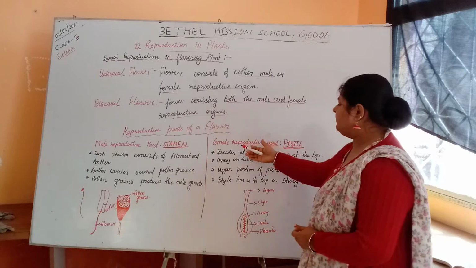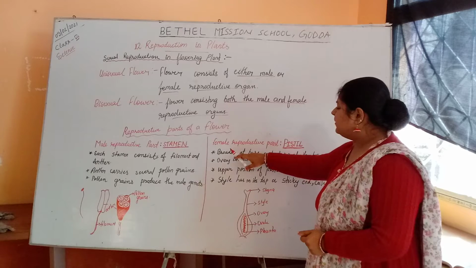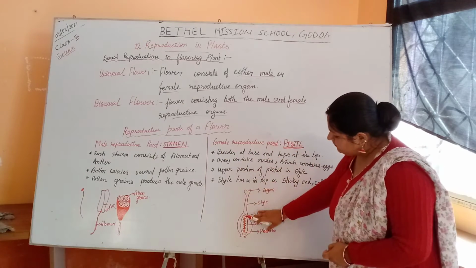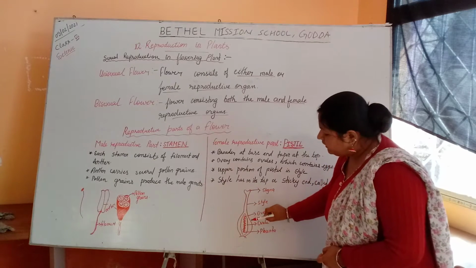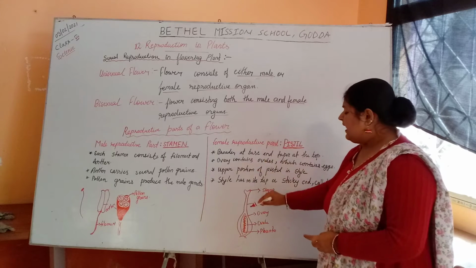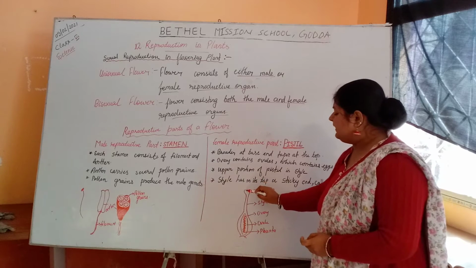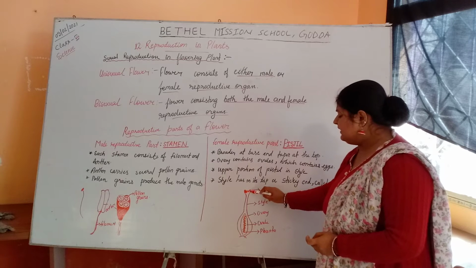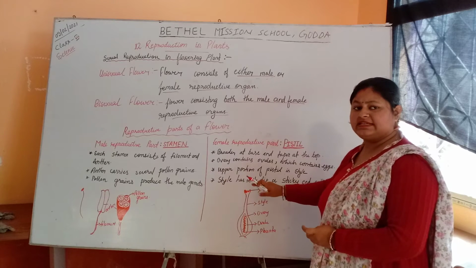Next is the female reproductive part of the flower, that is the pistil. It is broader at the base and tapers at the top. You can see the picture. This is the female reproductive part of the flower. It is wider at the bottom because it contains ovules, and it is a tube-like structure at the top side, and this part is very sticky in nature. This is known as stigma.